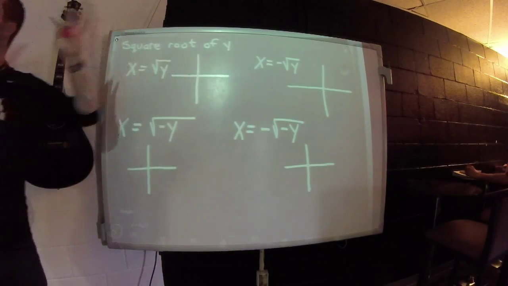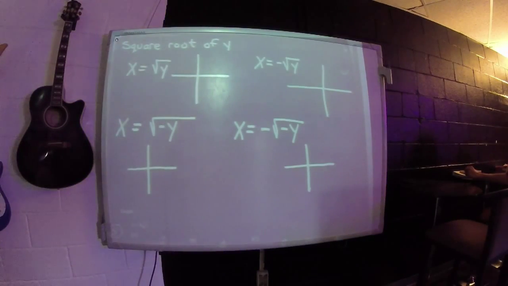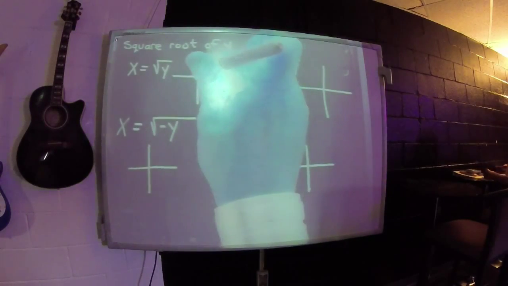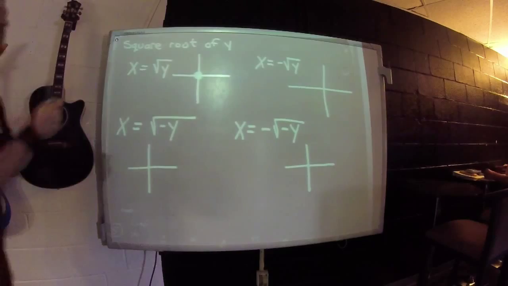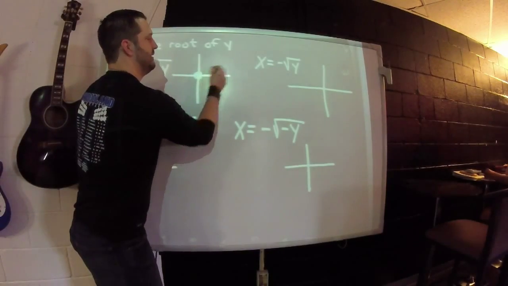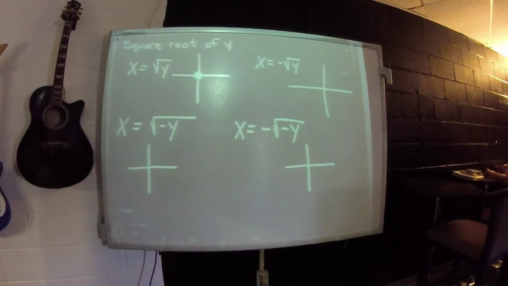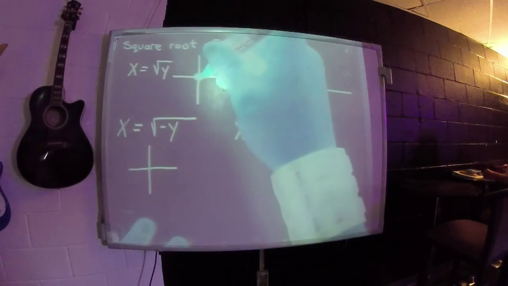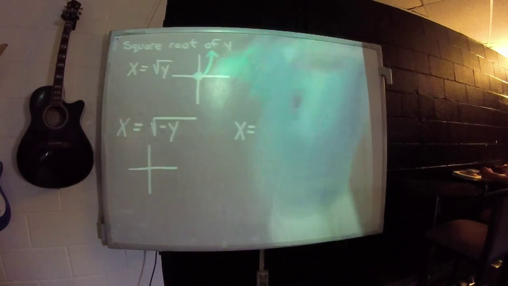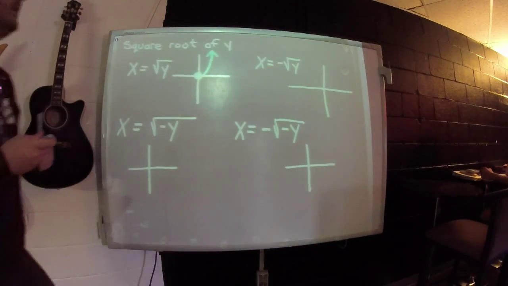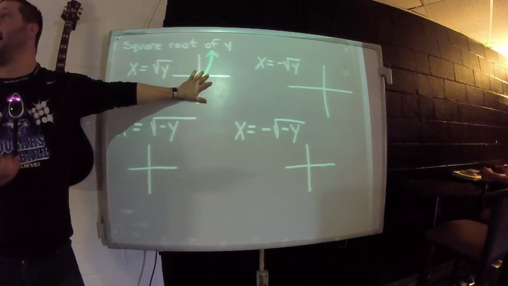Here's the parent graph. If you have a square root of y, you're going to have that same dot on the origin. But instead of tailing like this, you're actually going to tail like this, like half of a parabola, going up to the sky instead of going out to the right. So going up like that. That's what your square root of y looks like. So there's your basic square root of y.